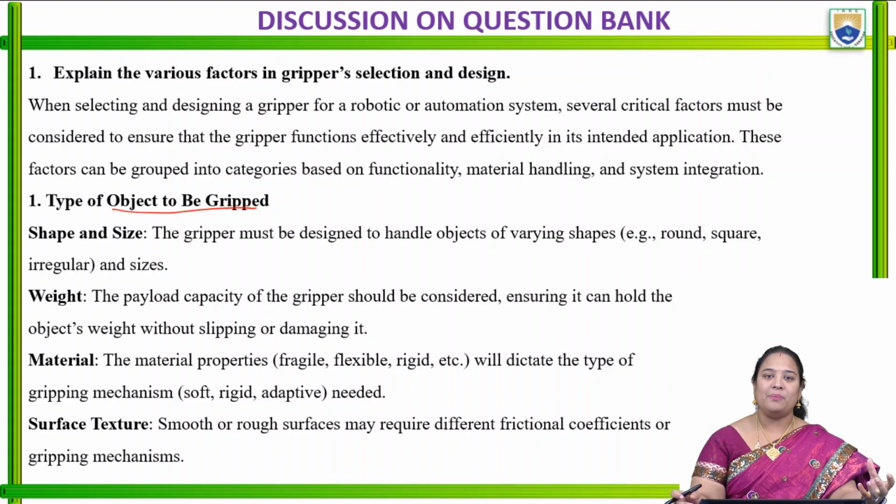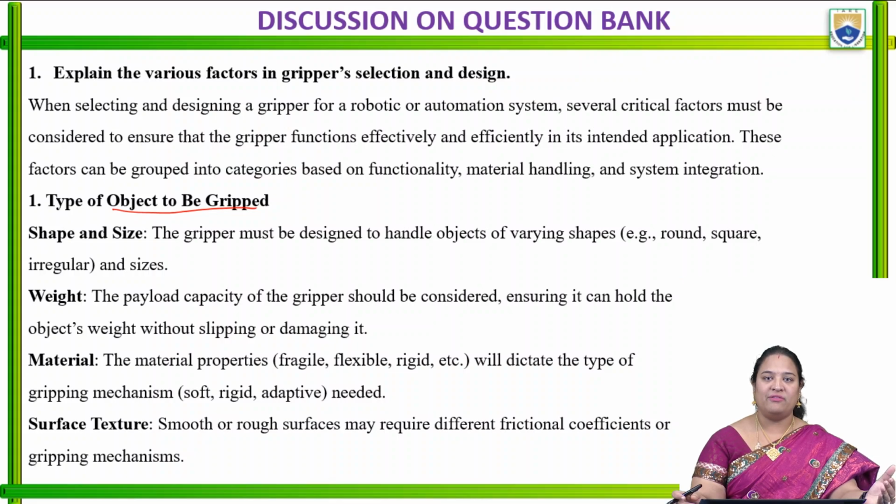So when we are making the robot act on a 50 kg object, will it withstand? No, it will not withstand. It will break. The robot's end effector will break. So in order to reduce all these constraints, we need to take care of the weight. The payload capacity of the gripper should be considered.